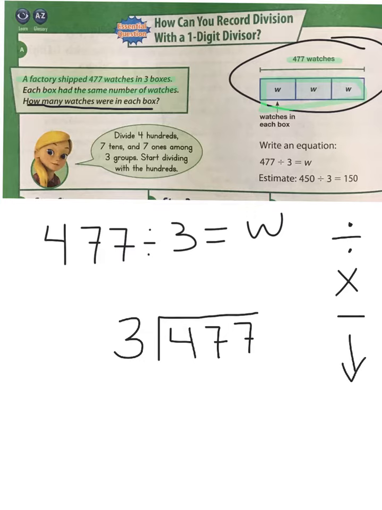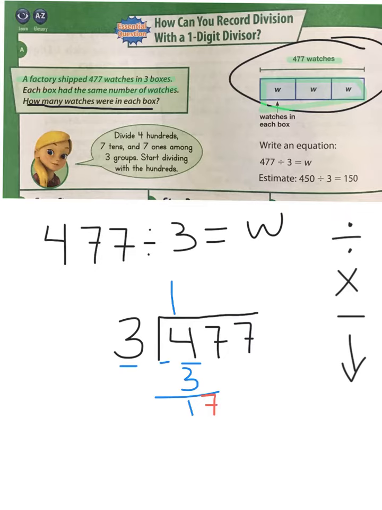So, we want to find out how many times 3 can go into 4. Well, 3 can go into 4 only once. And 3 times 1 is 3. So now we've divided and we've multiplied. Our next step is to subtract. 4 minus 3 is 1. And then we're going to bring down our 7.